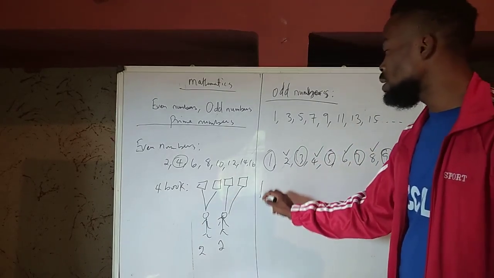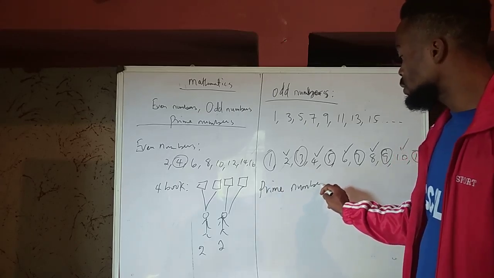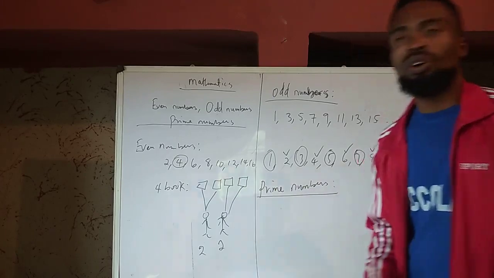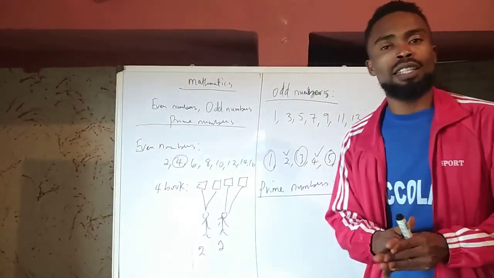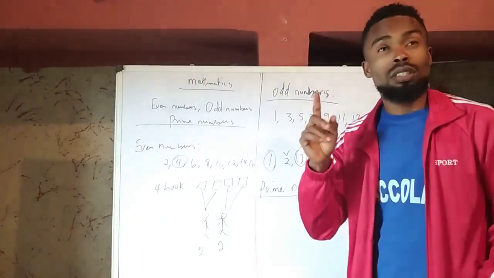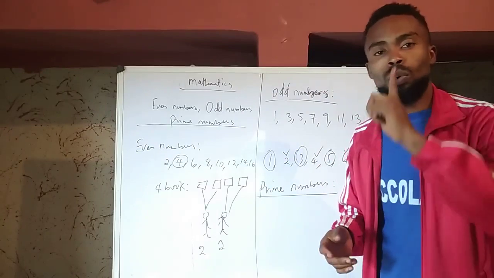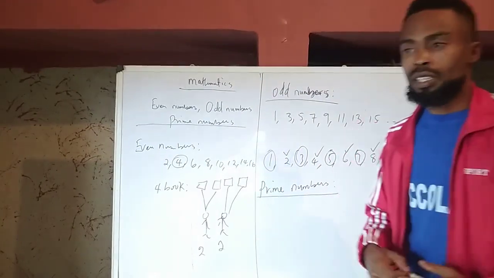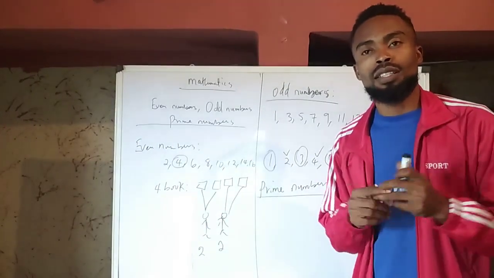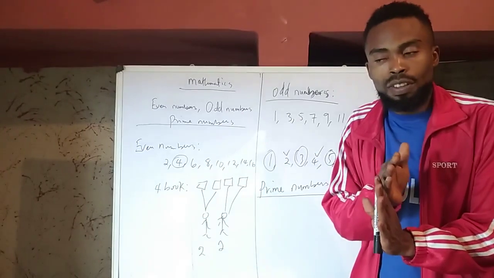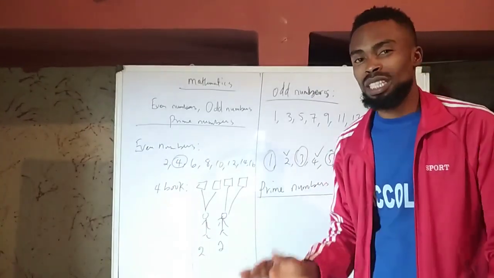Now there is another set of numbers that we call prime numbers. So what are prime numbers? Prime numbers are numbers that can be divided into equal parts by itself and 1 alone. I don't know if you get what I just said. Prime numbers are numbers that, if you divide them by itself and 1, that's the only time you can have a whole number without a remainder.